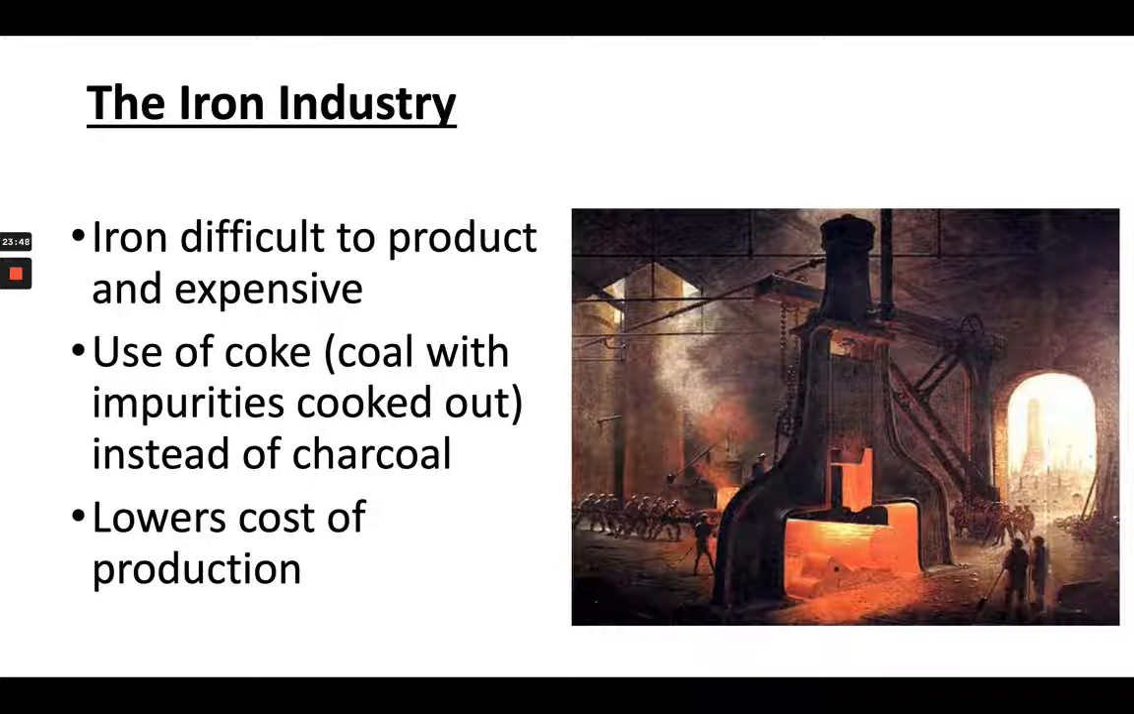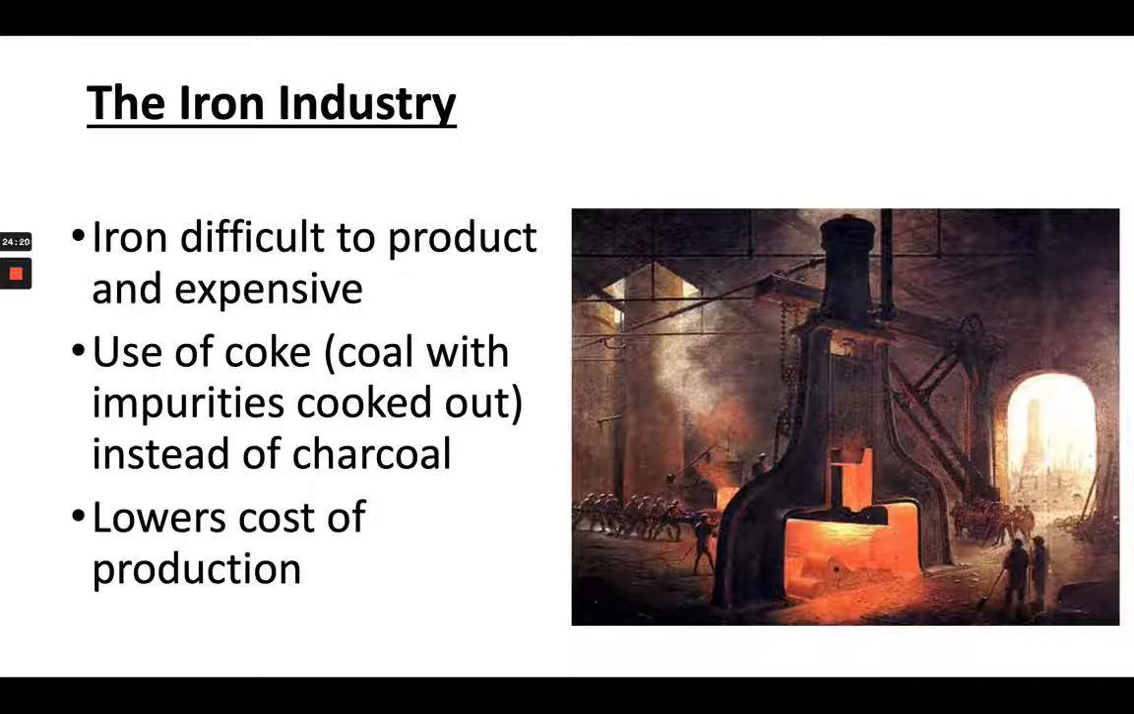So the iron industry is also a big part of the Industrial Revolution. Iron is incredibly difficult to produce and is very expensive. So when you make iron, you use coke. It is coal with the impurities cooked out of it instead of charcoal. Iron needs a lot of wood, right, to make coke. You need a lot of skilled labor, which is very expensive.